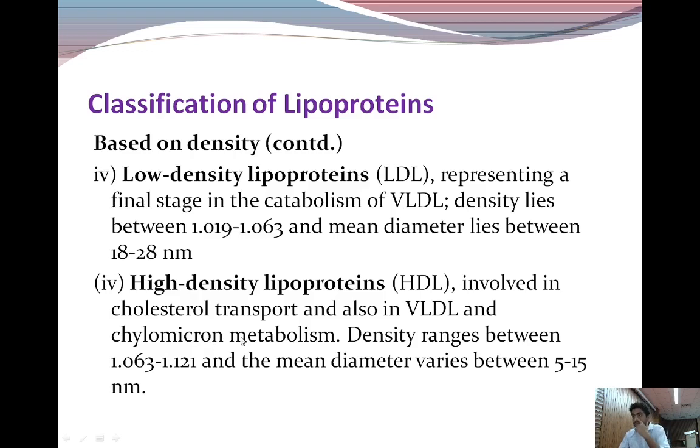It involves cholesterol transport, and also VLDL and chylomicron metabolism. We will see how, in VLDL and chylomicron metabolism, HDL is required because it gives the apoproteins. The apoproteins required for the formation of VLDL and chylomicron come from the HDL. We will see that when we read about HDL metabolism. Its density is the highest of all the lipoproteins based on density, and its diameter is the smallest.